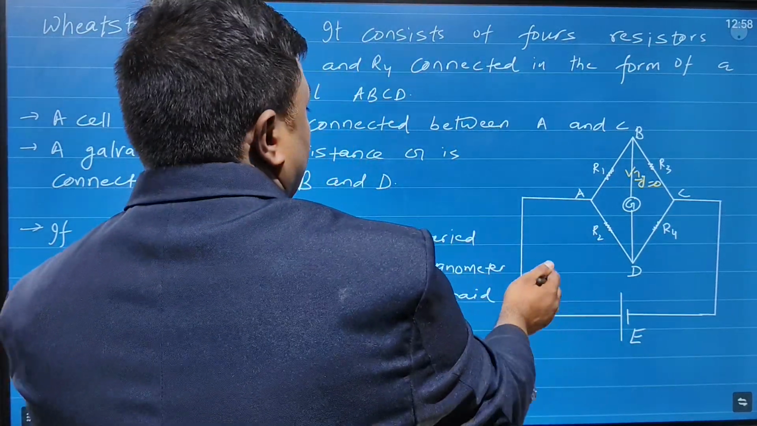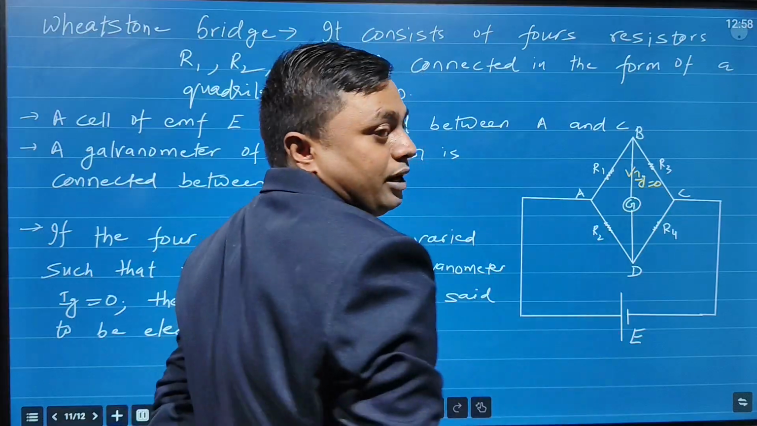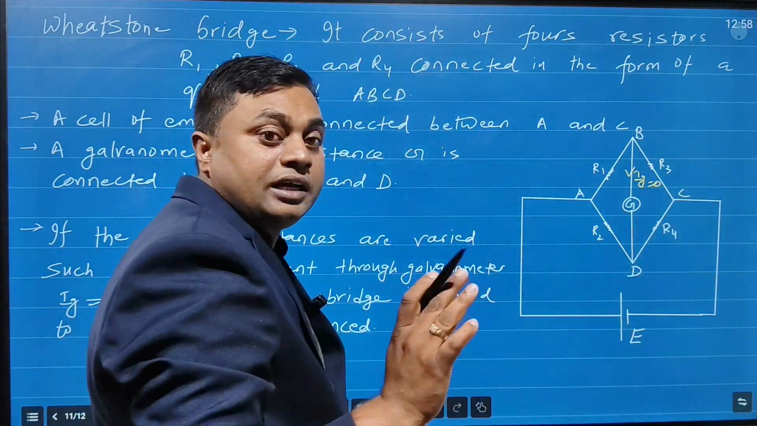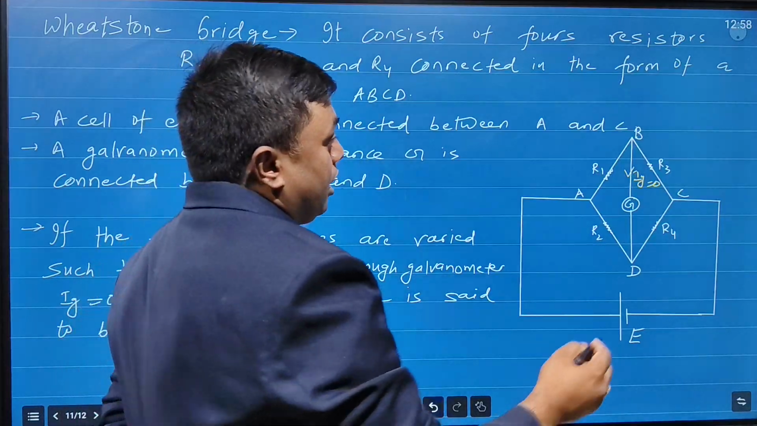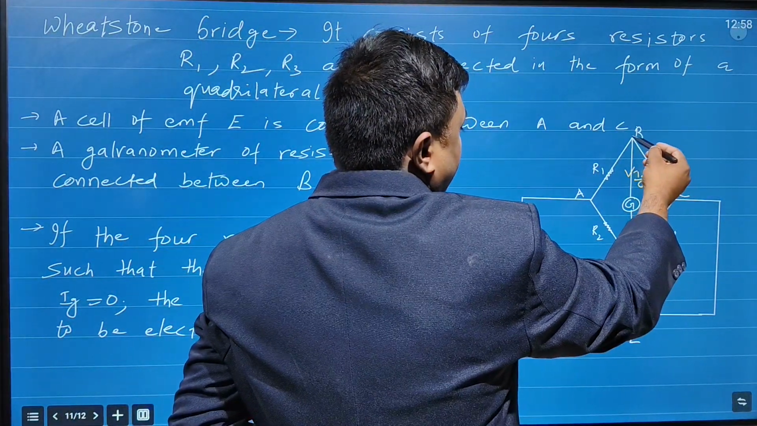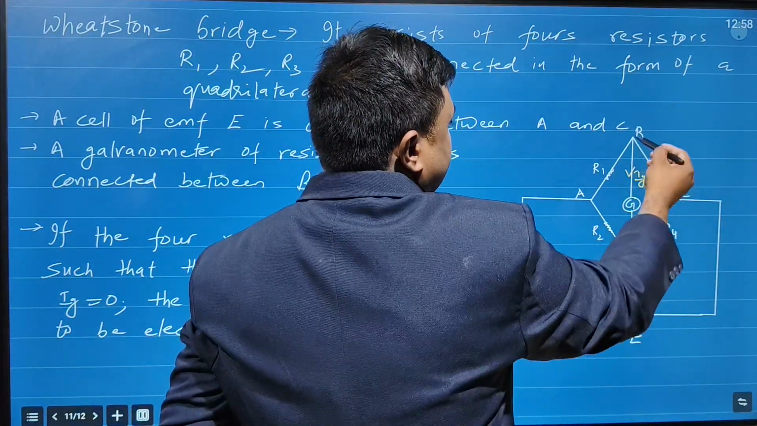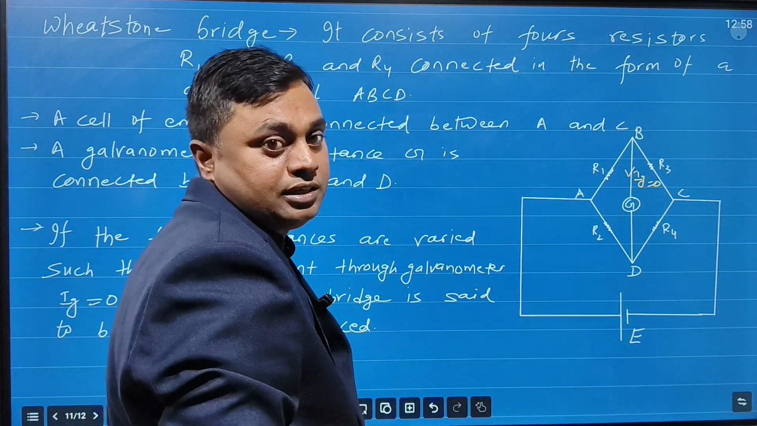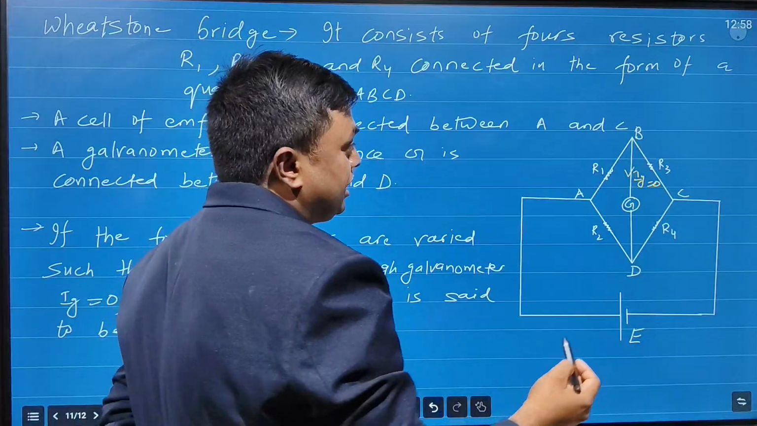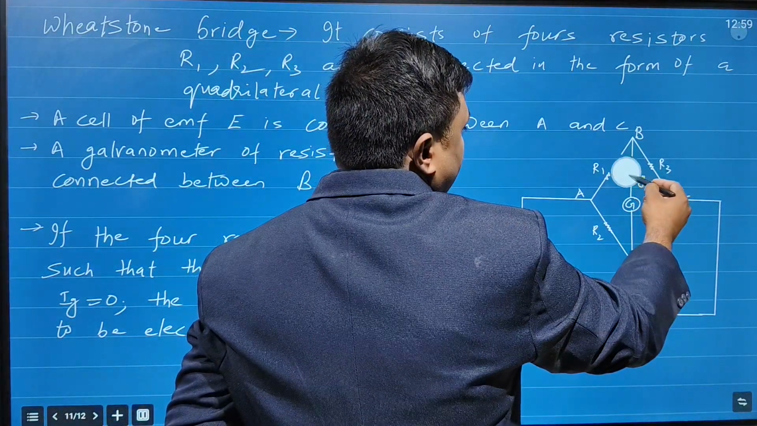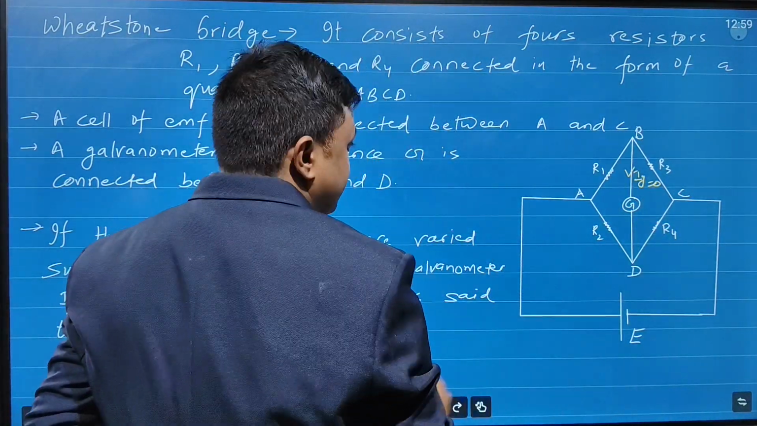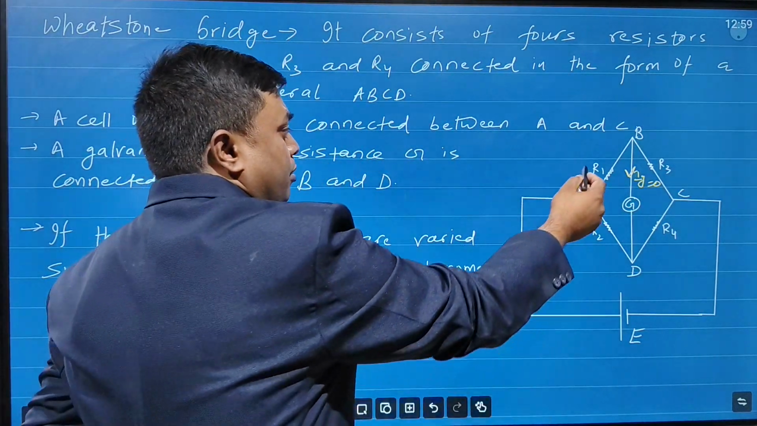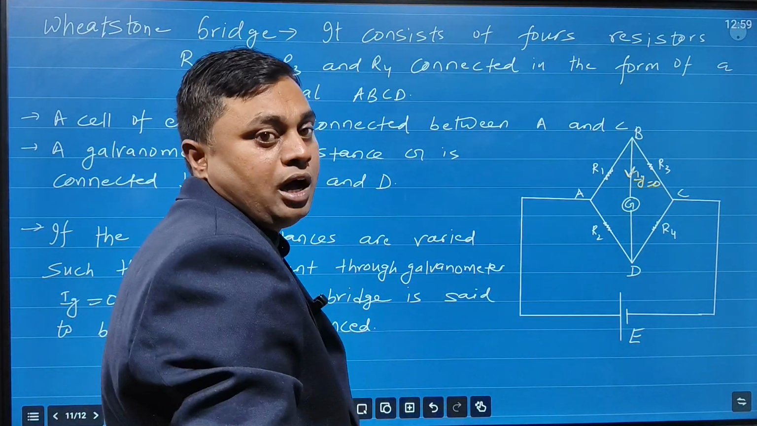So you can see ABCD is a quadrilateral. In that, R1, R2, R3 and R4 resistors are connected. Across BD, diagonally, you can see a galvanometer connected having resistance G. So what is the condition? Current through the galvanometer, Ig, is 0. That is the condition of Wheatstone bridge. Then R1 by R2 is equal to R3 by R4.